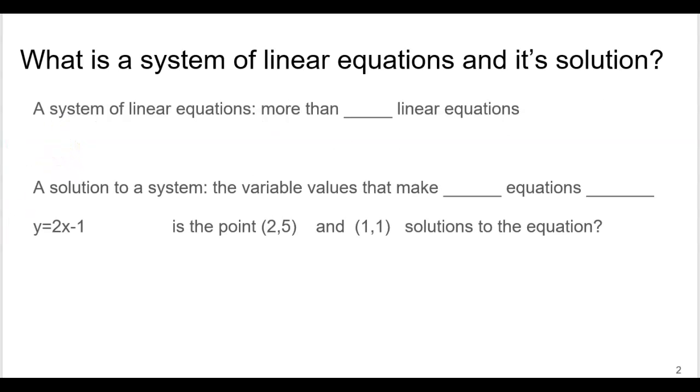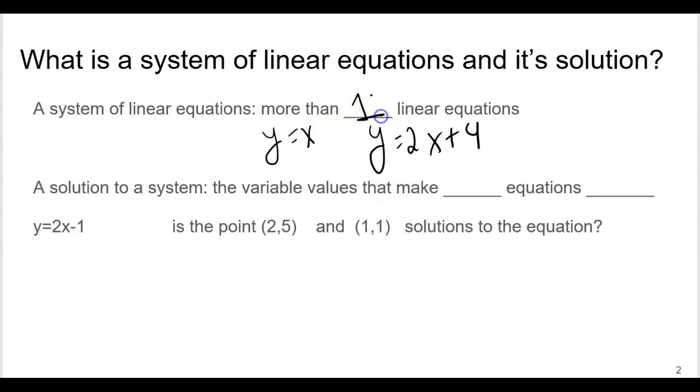So first, let's start off by talking about what a system of linear equations is and what its solution is. A system of linear equations is more than one linear equation. So we can have, like, y equals x and y equals 2x plus 4. These are both linear equations, so this is a system of linear equations. It just has to be more than one.